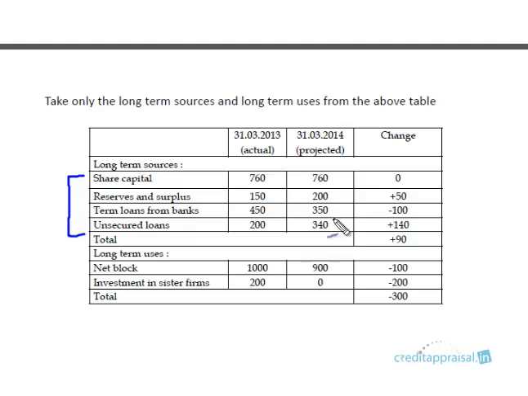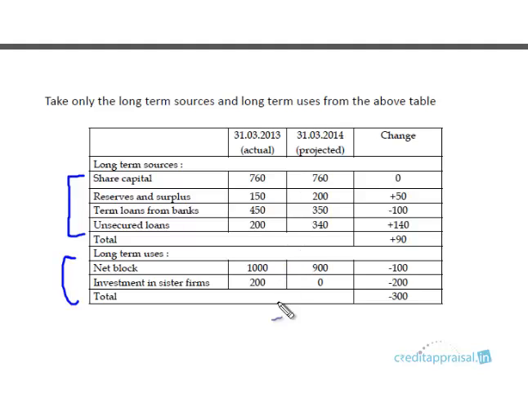Then you write down all the long-term uses. Long-term uses are your fixed assets, net block increase, non-current assets, that's investment in sister firms and any other long-term non-current assets, okay? Deposits, for example. Deposits in the sense that not fixed deposit, but deposits for the electricity department, you have to pay some deposit, right? So that is something that will be blocked for some years, okay? So those sort of things.